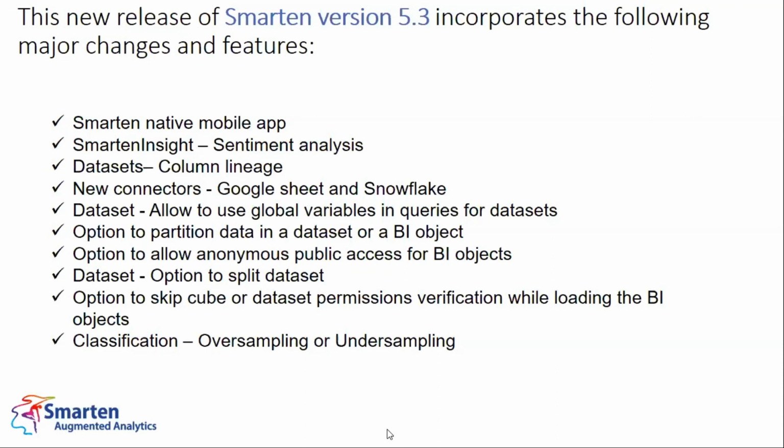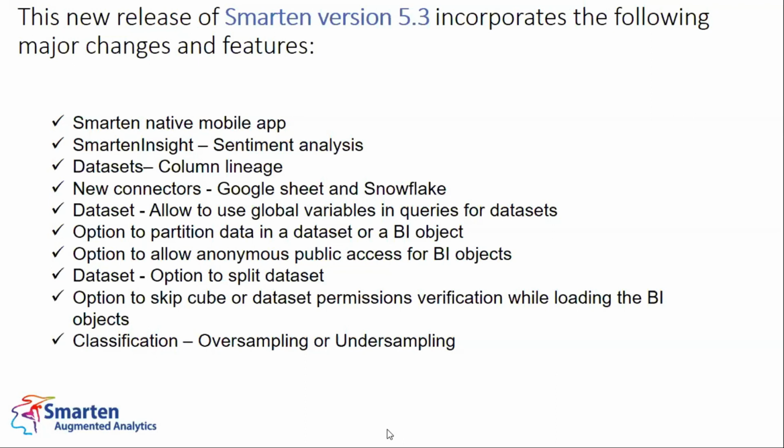Then an option to partition data in a dataset or BI object. There is also a public access license available, which is an add-on license you can buy if you want to publish a particular report to your website or portal, which can be accessed by any anonymous or public user. We'll showcase that license and how you can enable it from Smarten. Then the option to split a dataset and how you can do that. Then the option to skip cube or data permission verification while loading the BI objects.